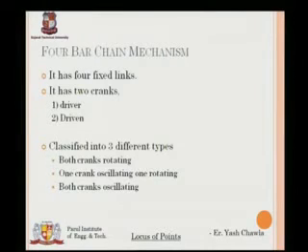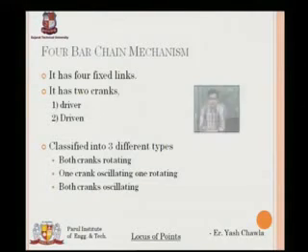Now there are basically 4 types of these mechanisms, out of which we will be discussing one today, but we should know what are the 3 types of mechanism. I'll show you the videos of the particular mechanisms and how they work. Okay, the first is both the cranks are rotating. In this, both cranks are rotating either clockwise or anti-clockwise. One is rotating clockwise, other is rotating clockwise, or vice versa.